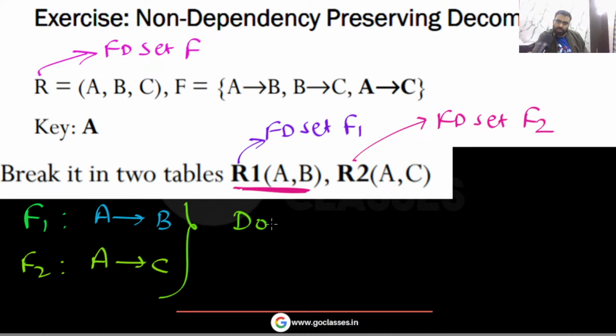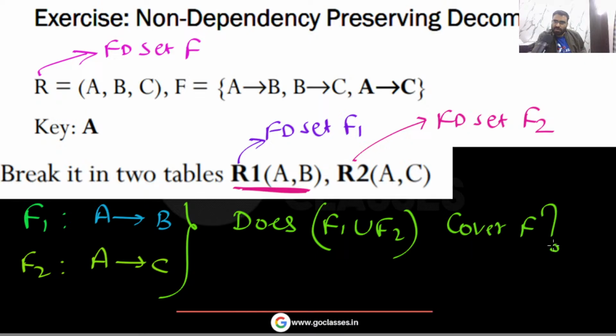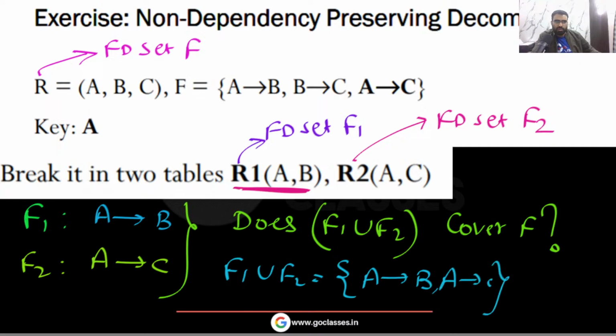Basically we need to check, does F1 union F2 cover F? Let's see. First of all, what is F1 union F2? In this F1 union F2 we have A determining B. Also we have A determining C. So now you tell me, does it cover F? Can I say every FD of F is inferred from F1 union F2?